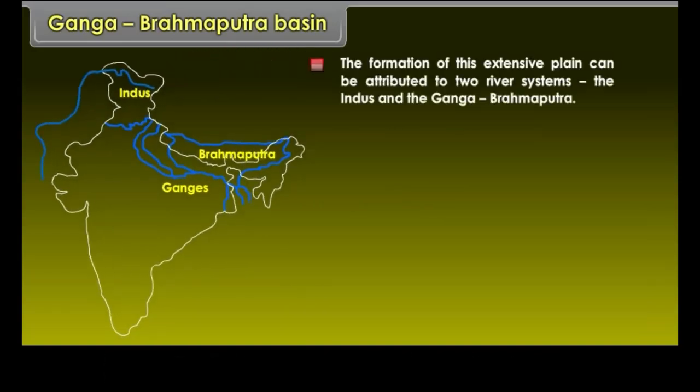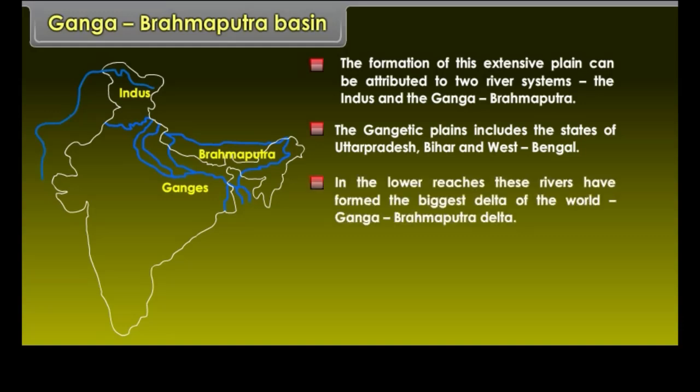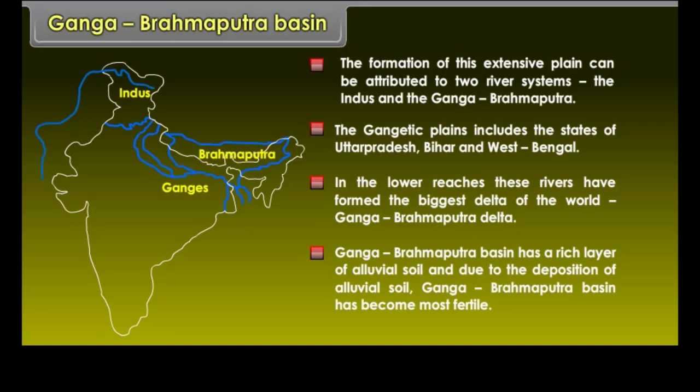The formation of this extensive plain can be attributed to two river systems, the Indus and the Ganga-Brahmaputra. The Gangetic Plains include the states of Uttar Pradesh, Bihar and West Bengal. In the lower reaches, these rivers have formed the biggest delta of the world, Ganga-Brahmaputra Delta. Ganga-Brahmaputra Basin has a rich layer of alluvial soil, and due to the deposition of alluvial soil, it has become most fertile.